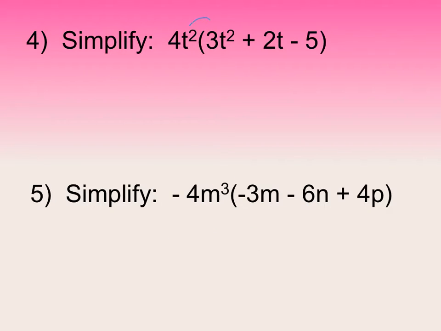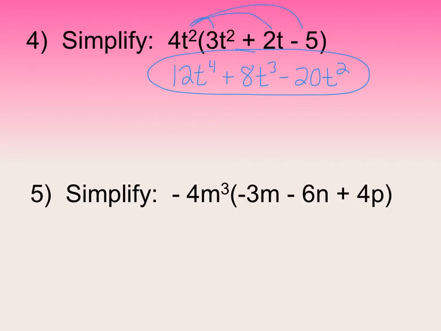Example 4, distributing. So 4 times 3 first is 12. T squared times another t squared, we're going to add to get t to the 4th. Your middle term, 4t squared times 2t makes 8 for your number, and then t squared times another t is t cubed, and then lastly 4t squared times negative 5 would be negative 20t squared since there's no other t bases to do anything with.